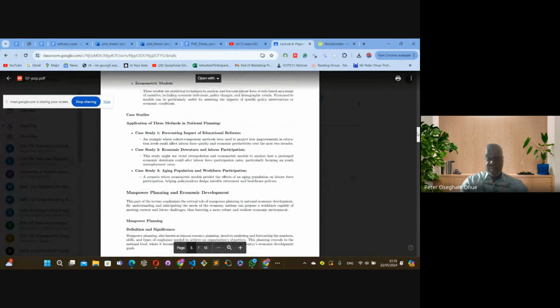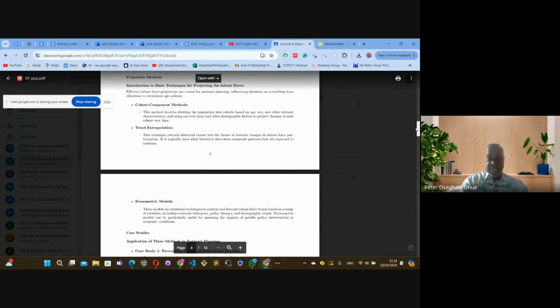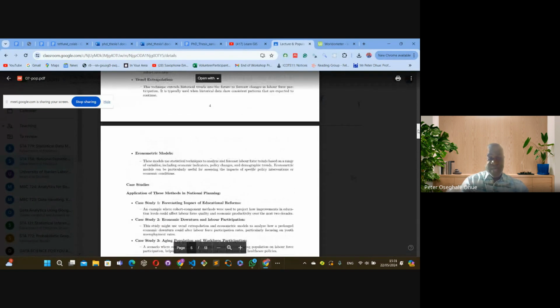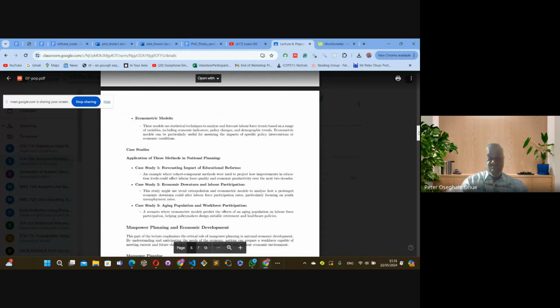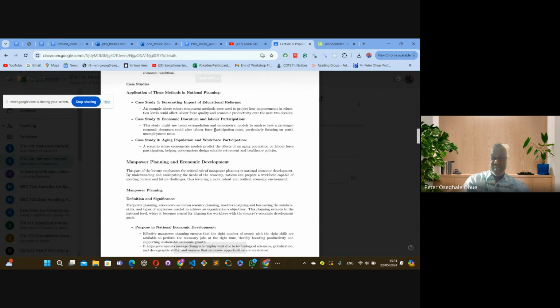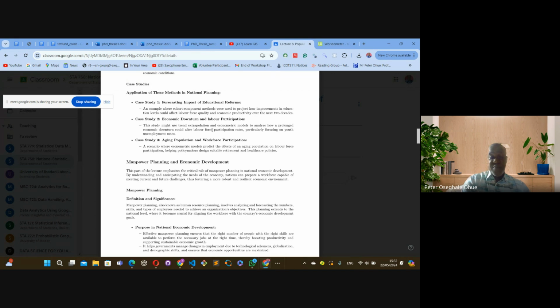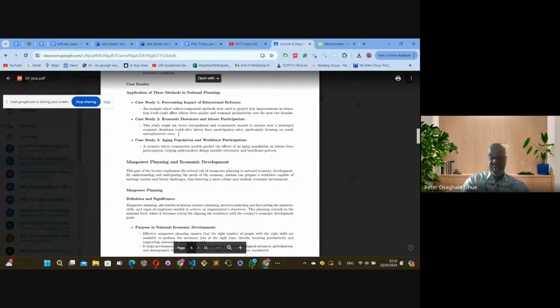Remember that there are 3 models, 3 methods. There is the cohort component method, there is the trend extrapolation, and there's the econometric models. So these case studies are unique in themselves, using different methods and sometimes a combination of 2 methods. So this particular economic downturn and labor participation could use both the trend extrapolation and the econometric methods to do what? To analyze how a prolonged economic downturn could alter labor force participation rates, particularly focusing on youth unemployment rates.